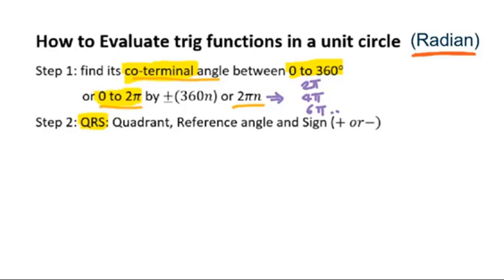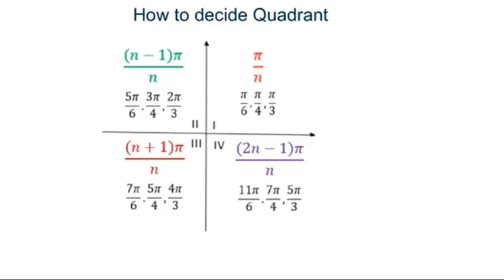Step 2, QRS means quadrant, reference angle, and sign is positive or negative. So first of all, how to decide quadrant when the angle is in radian for special angles. First of all, we know this is 0, pi over 2. This is pi, 3 pi over 2, and 2 pi.